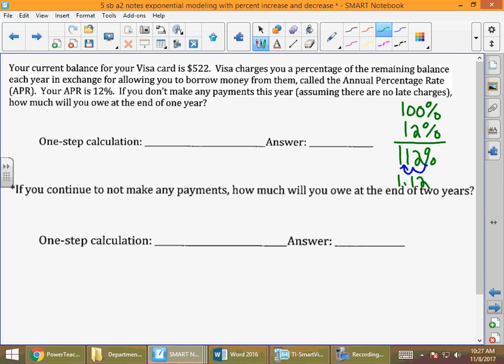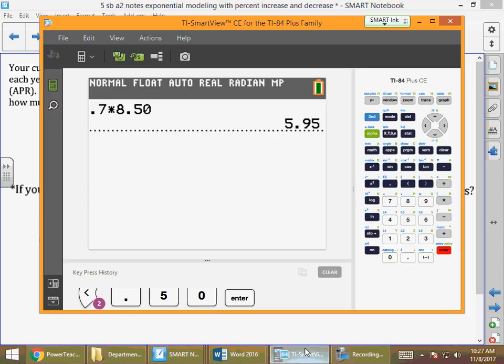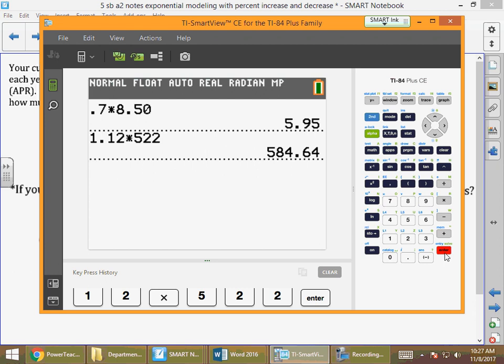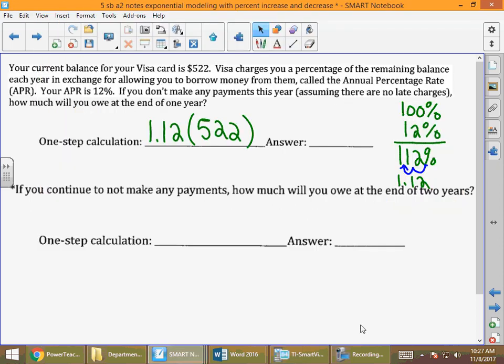So we fill this in over here. It's going to be 1.12 times our bill, which is 522. And we type it in. 1.12 times 522. At the end of our first year, we're going to owe $584.64.